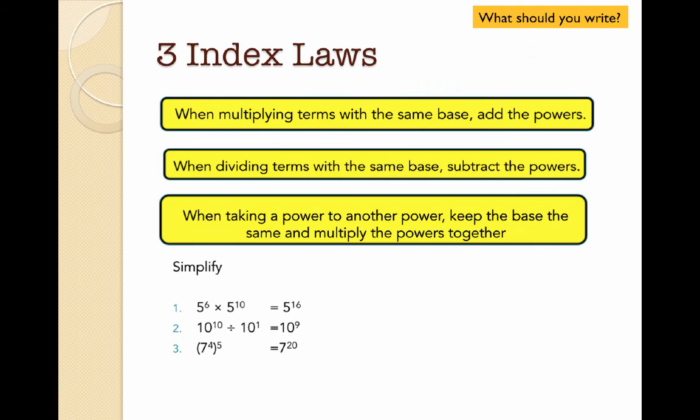Those are the three laws that you need to learn and remember when you go through your exercise. So what should you write? The heading 3 index laws is a good start, as well as what the 3 index laws are, and finish off by writing those 3 examples out with their answers. If you can use those laws, then you're going to be fine with the last exercise in tomorrow's lesson.